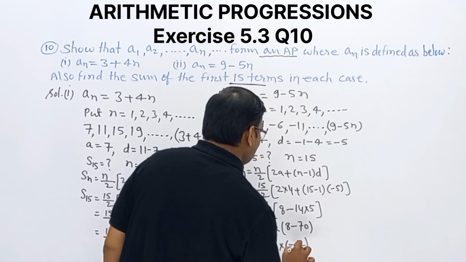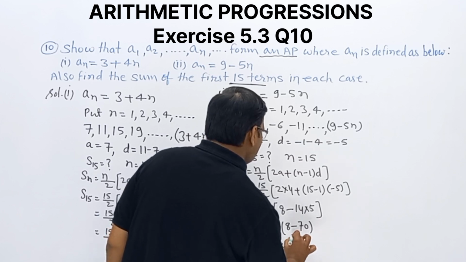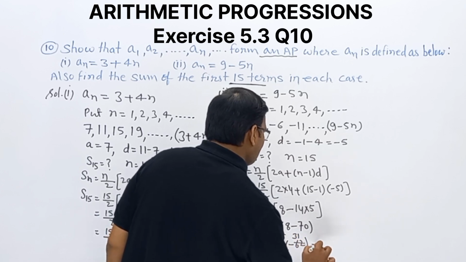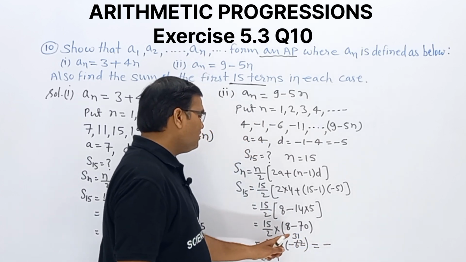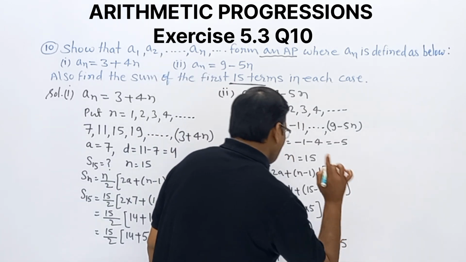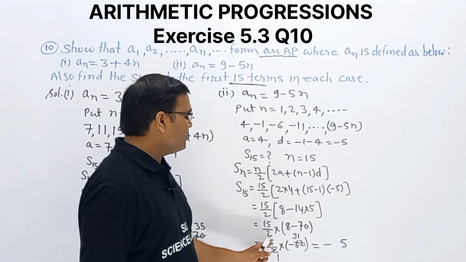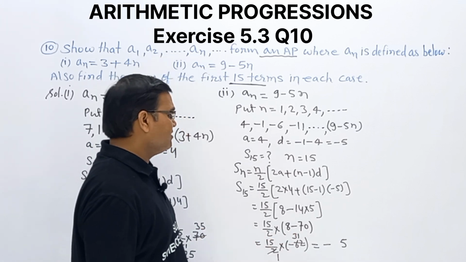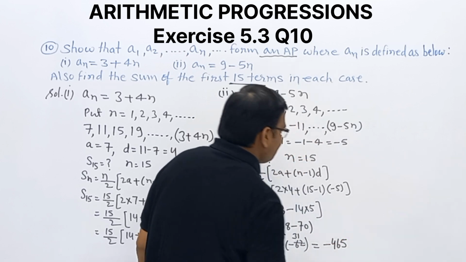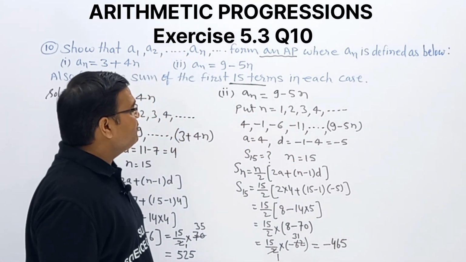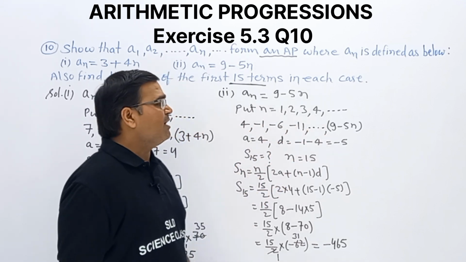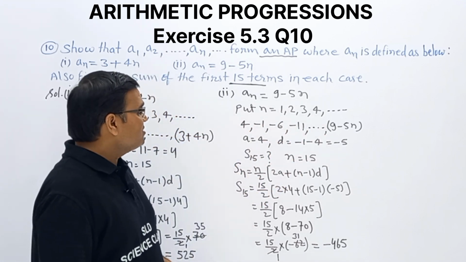Solve this one. 2 ones are 2, 2 threes are 6, 2 ones are 2. Plus into minus will be minus. Multiply 15 into 31. 15 ones are 15. 1 is remaining. 15 threes are 45. 45 plus 1 is 46. Minus 465 will be the sum of first 15 terms of this AP. Clear? This is the required answer.